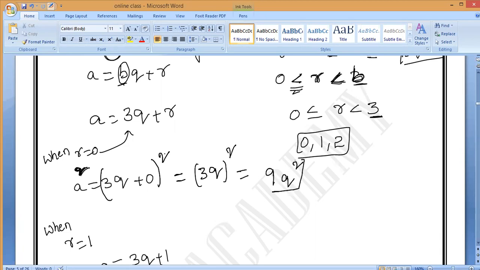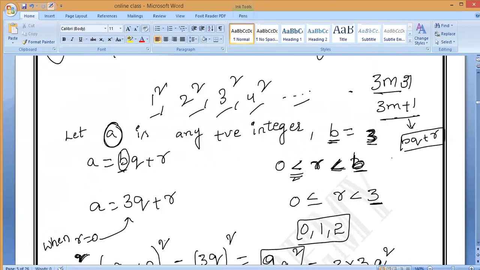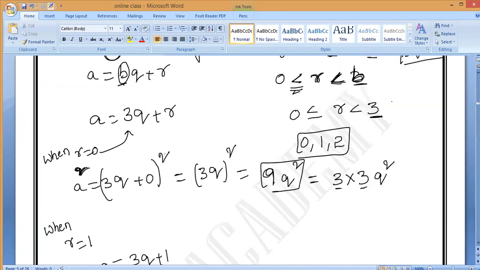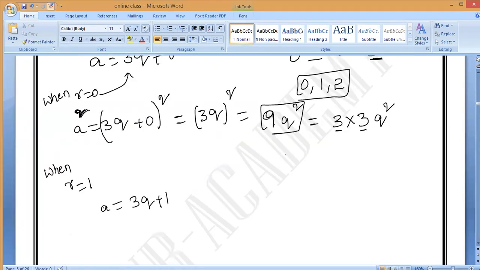9q square. What are the factors of 9? Ma'am, 3 into 3. That means 3 into 3q square. Correct? See, here we have to show that square of any positive integer is in the form of 3m or 3m plus 1. Okay, here m is any integer. Let m value, here m value.